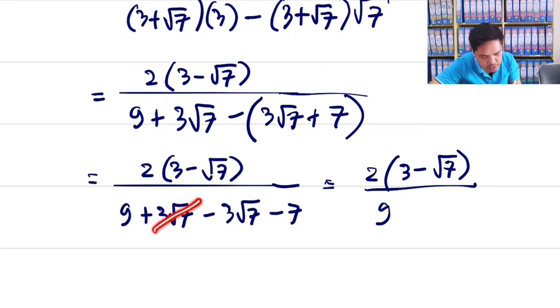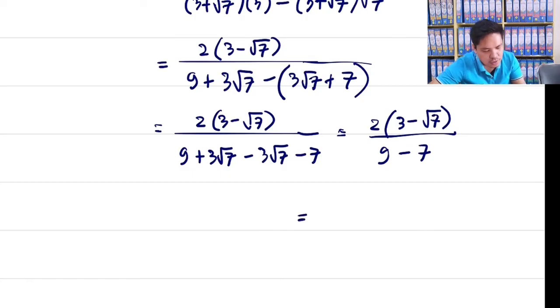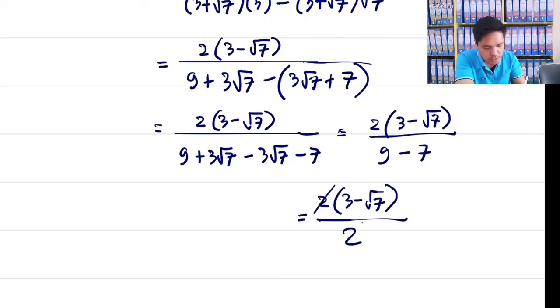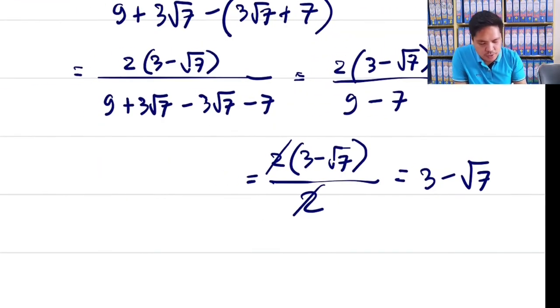If you notice, pareho sila, minus, cancel out. Mawawala siya. Minus, times 9, over 9, minus 7 na lang. So, ang gagawin ko, i-distribute ko na lang din to. So, that would be 6 minus 2 square root of 7 over, wag na lang. Kasi maka-cancel out. 2 times 3 minus square root of 7 over, what is 9 minus 7? That's 2. Maka-cancel out na to. The answer is simply 3 minus square root of 7.